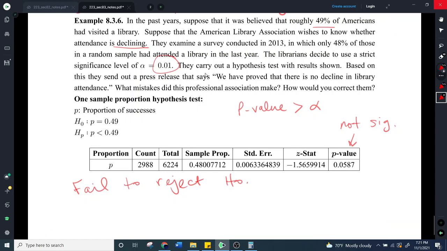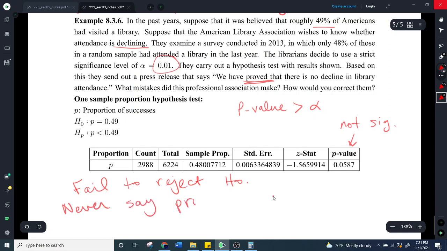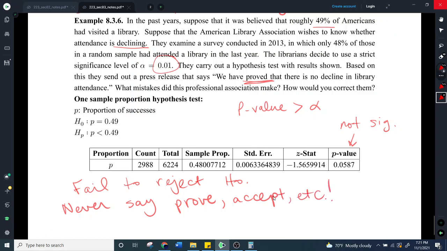But did you notice I said there's a really strong word they've used here in their conclusions? Remember this: we never use the word prove. We're not proving anything, okay? So we never say prove. Never say prove or accept, that's another one you don't want to say, or anything like that. We never use those terms when we're describing hypothesis tests. So the mistake that they made is they used the word prove. We don't want to say that. What could they have said instead?